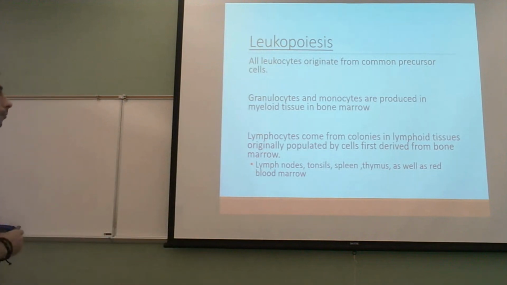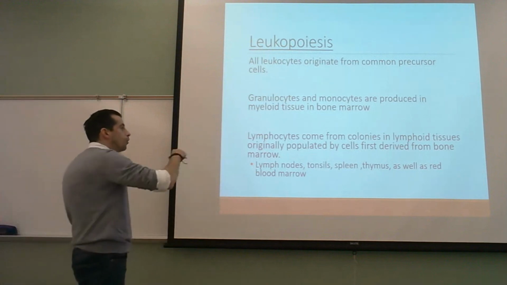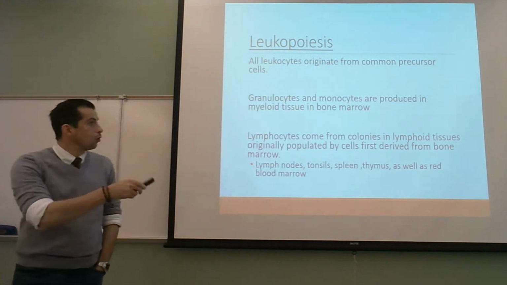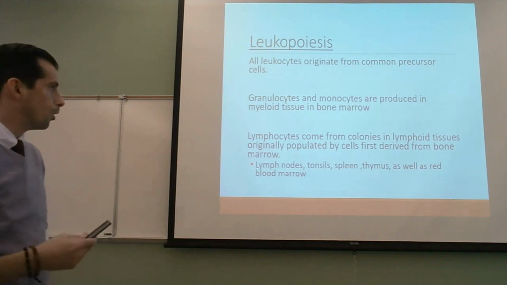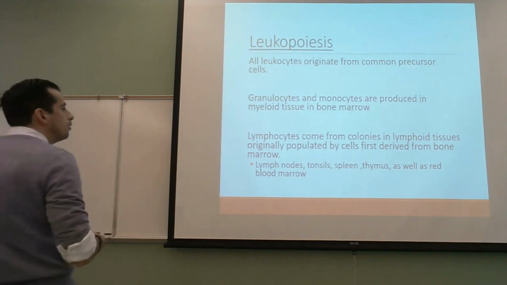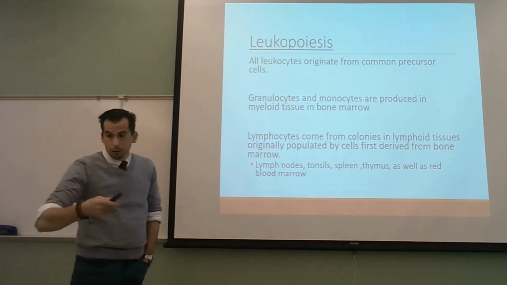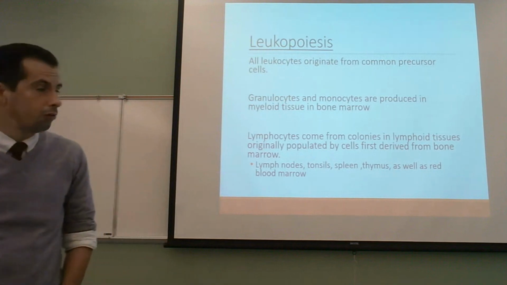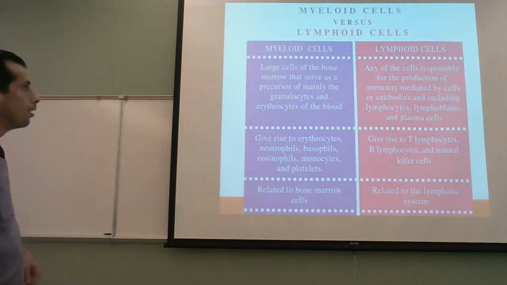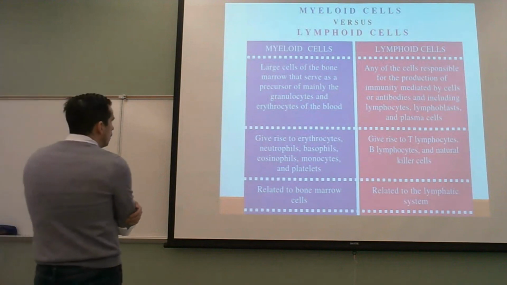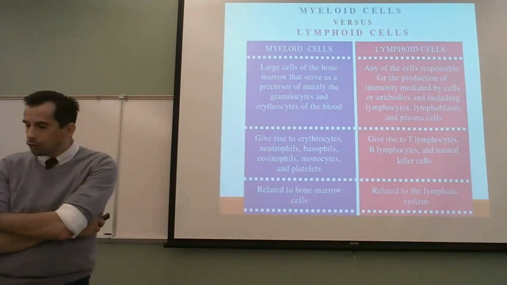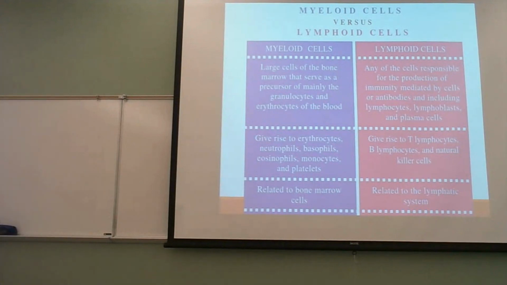However, the lymphocytes, they're going to originate in the bone marrow, but then they're going to form colonies in lymphoid tissue where they continue their maturation. And when we talk about lymphoid tissue, we're talking about lymph nodes, tonsils, spleen, thymus, as well as some of it happens to be residing in the red bone marrow itself. So it might be hard to read this on the screen because of the text and the color, but again, have a look at the notes and see the difference between myeloid cells, myeloid tissue, versus the lymphoid cells and lymphoid tissue.